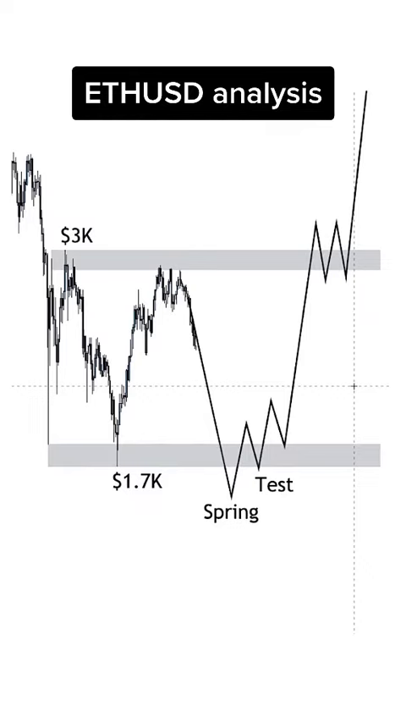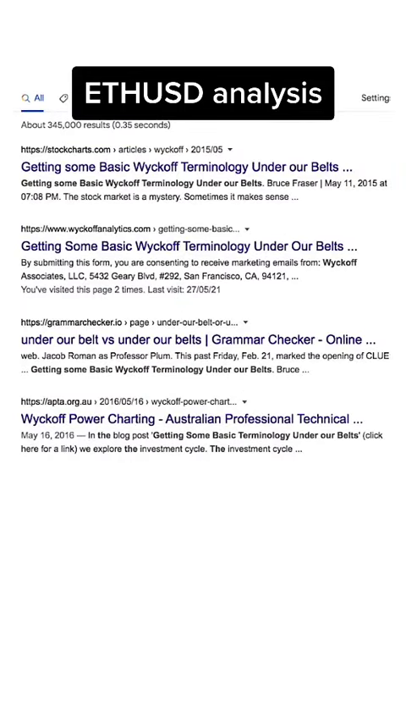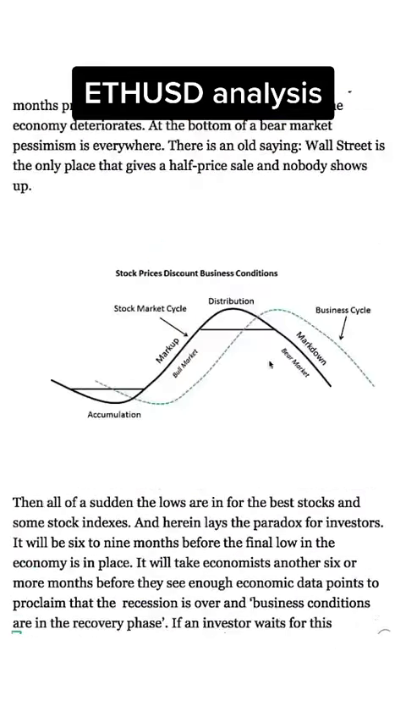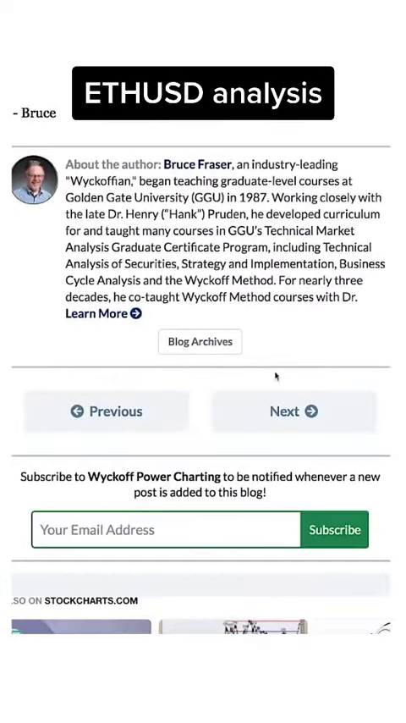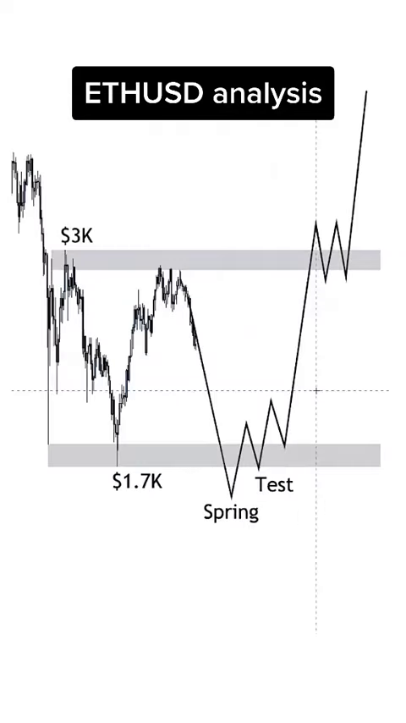Number 3, if you want to learn how to take advantage of this setup and more specifically how to go long off the test of a spring, then you should definitely check out this blog series here on Wyckoff trading from Bruce Fraser. You can find this series by Googling the title of this article. So search the article title on Google and then click the article for stockcharts.com. After you read through this article, scroll down to the bottom and you'll notice that there's a button that says next. You're going to want to read through the next 15 or 20 articles in this series and don't stop until you've read through the entire section on accumulation. You'll then be in a position to take advantage of this trade setup if it plays out.